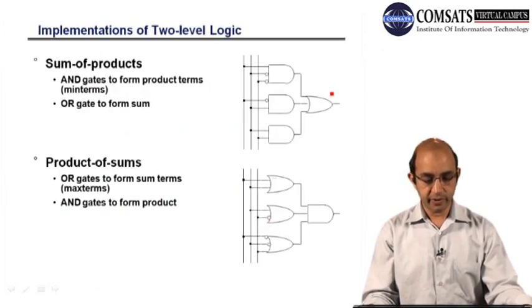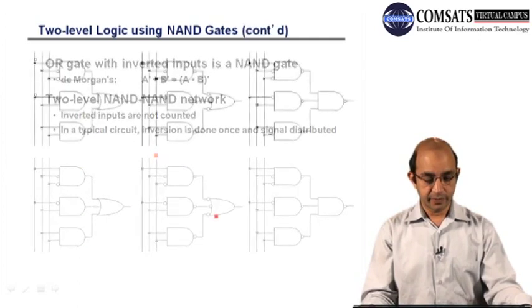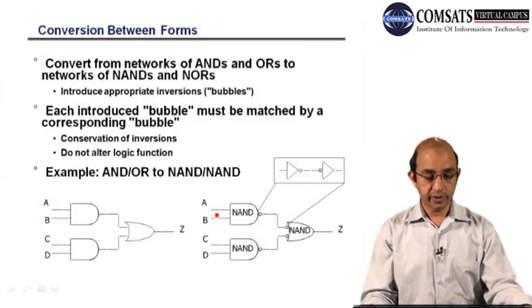Then sum of products: here you can see this is representing product, and they are being summed up. Product of sums: these are the sums, and they are being multiplied. So we can have two-level logic using NAND gates. Here you can see we have two-level logic. The first level is representing this parallel hierarchy, and this is the second level. So I have to go through quickly.